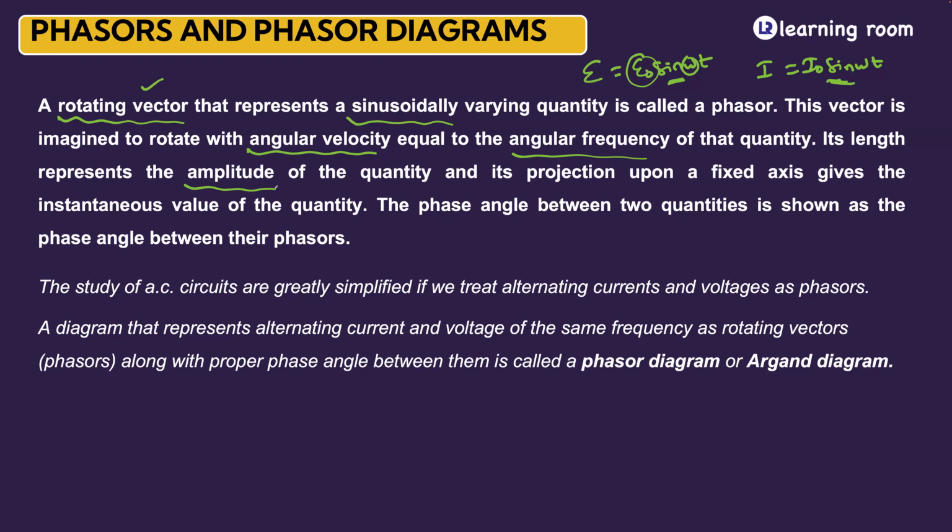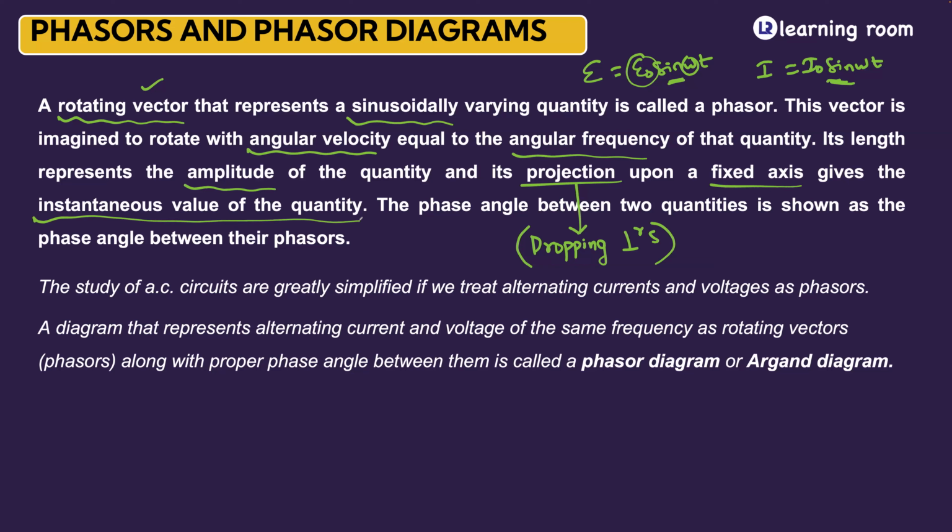When I say projection, projection basically means dropping perpendiculars. So I'll come from the beginning. Its length represents what? The amplitude of that sinusoidal function. So if you're drawing the phasor for EMF, what will be the length of it? E naught. If you're drawing the phasor for current, it will be I naught. Okay. And its projection upon the fixed axis. When I say axis, it can be either the x-axis or the y-axis. Its projection upon the fixed axis gives the instantaneous value of the quantity.